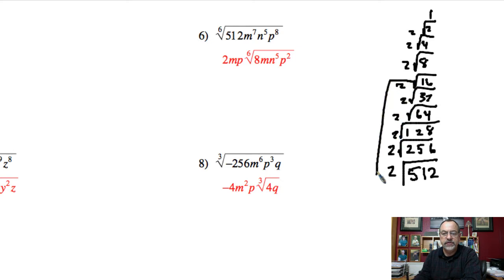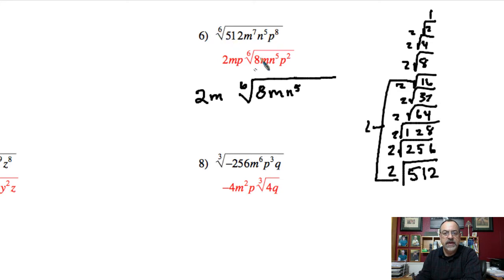So these 6 2's make a single 2 on the outside, and then I have 3 left over, so those will continue to be on the inside, so I'll multiply those back together. 2 times 2 times 2 is 8. Then I can do the variables. So I'll go into M. So 6 goes into 7 one time with 1 left over. 6 does not go into 5 an even amount of time, so I have 5 left over, so all of them stay on the inside.